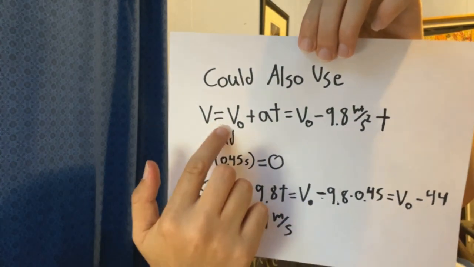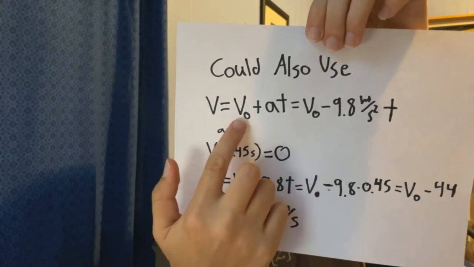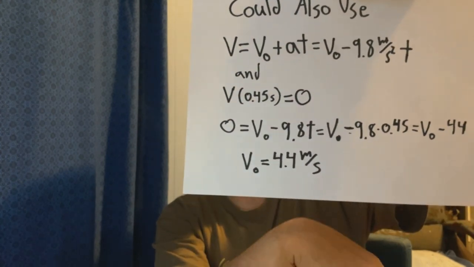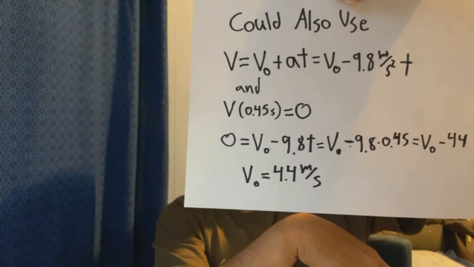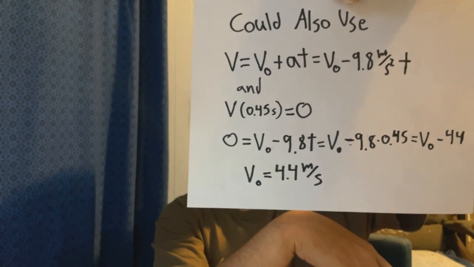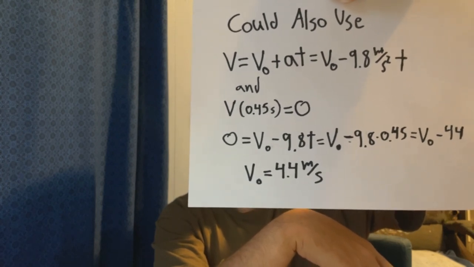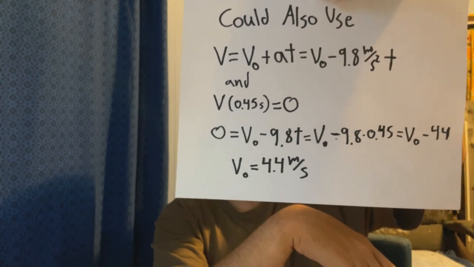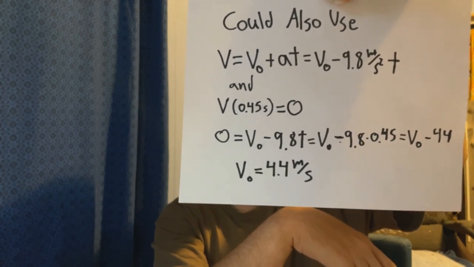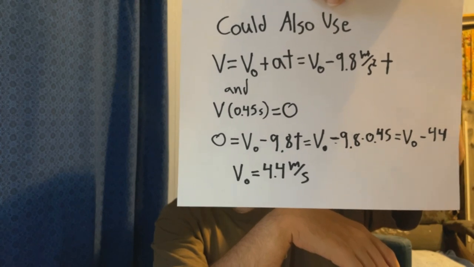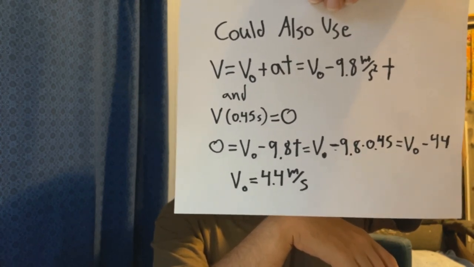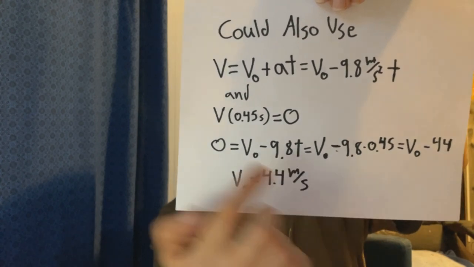Well, what if we did it another way? We could use V equals V naught plus AT, because we know that at 0.45 seconds, when it's at the top of its trajectory, it's also not moving, right? It reaches the top because it stops moving. It kind of momentarily hovers there and then starts accelerating downwards, although it's always accelerating. It's just that there is an instant in time when the instantaneous velocity is zero. And we can use that fact.